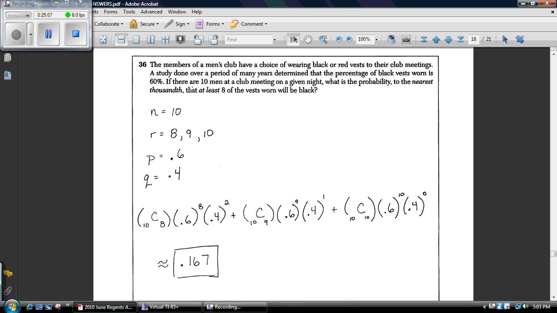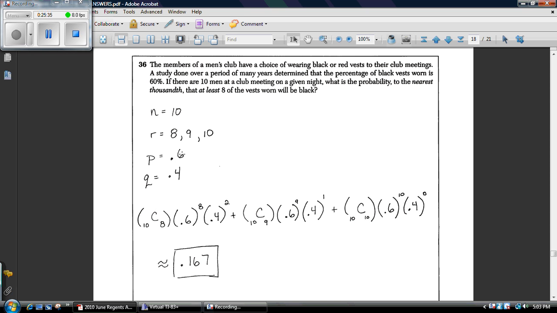Okay, so at least, which means we're going to have to use our probability formula. Whenever you see a probability question like this, exactly, at least or at most, you want to write out the N, R, P, and Q. N is the total number of things that you have. We got 10 men at this event. R is the total number of things that you want. Since we want at least 8 of them to be wearing black vests, that means we could have 8, that's good. We could have 9, that's good. We could have 10.